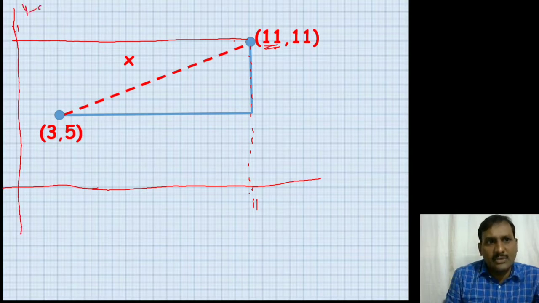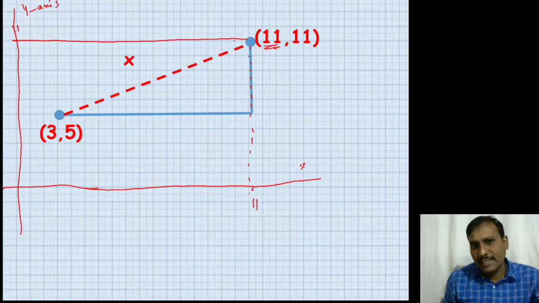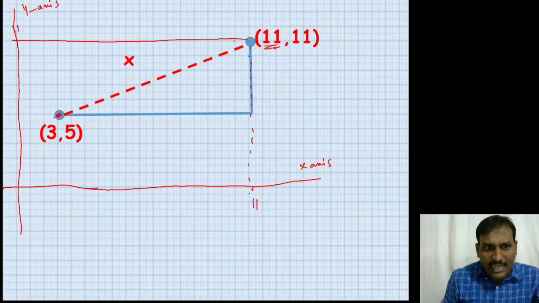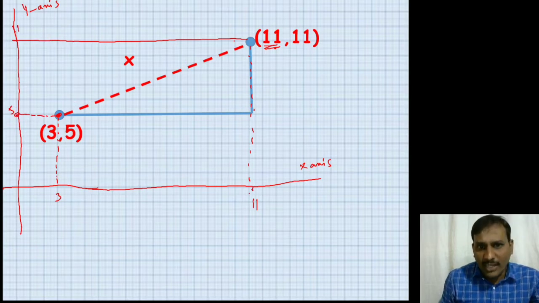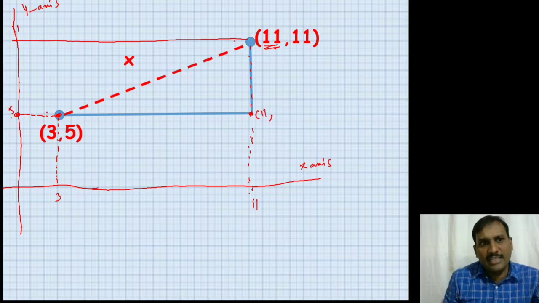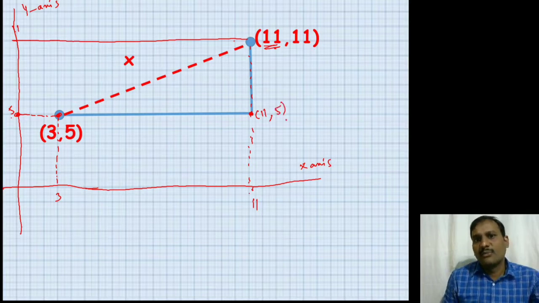So let us say this is y-axis. This is x-axis. Now what is this point? This is 3 comma 5, meaning it is representing 3 on x-axis and 5 on y-axis. So this is 5 and this is 3. Now can you tell me what is this point? Now it is representing 11 on x-axis, and 5 on y-axis. Therefore 11 comma 5.